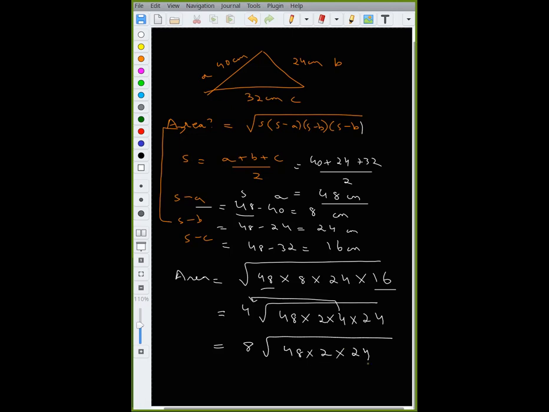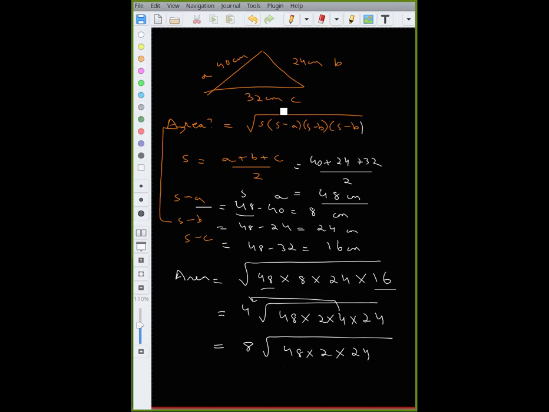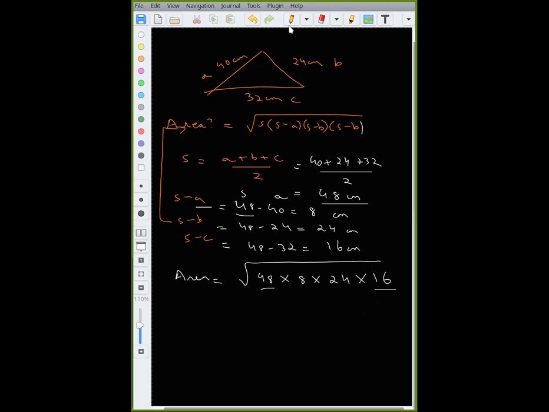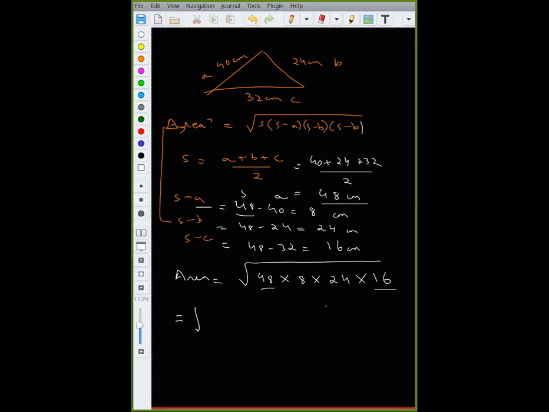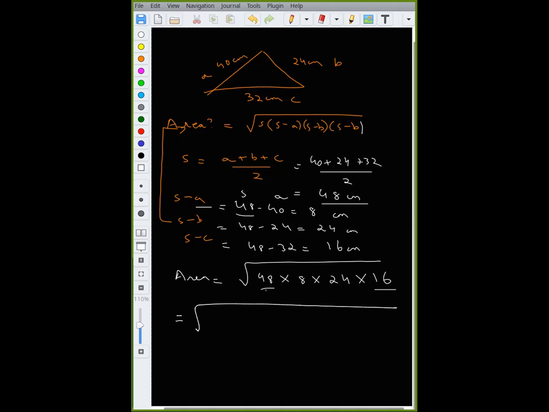Now, can we factorize this into perfect squares further? Yes or no, anyone? Okay, stop here. Till here, is it clear? Can I factorize all these terms? Yes, sir. Okay, now let's take the highest factor.